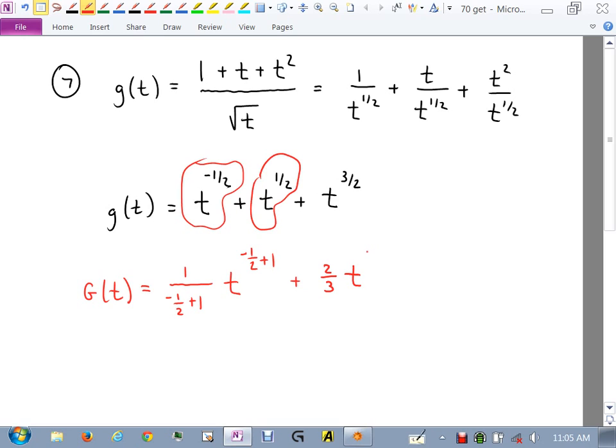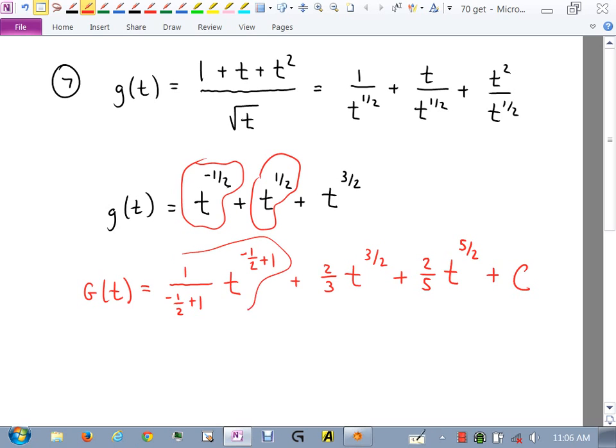T to the 1/2 plus 1 would have given us 3/2. So I'm doing that one quicker. Mentally, you might have to write it all down and take your time. That's okay. I'm going to do 1 over 3/2 plus 1. What's 3/2 plus 1? 5/2. The reciprocal of 5/2 is 2/5. So 2/5 t to the 5/2, and then plus our constant of integration.